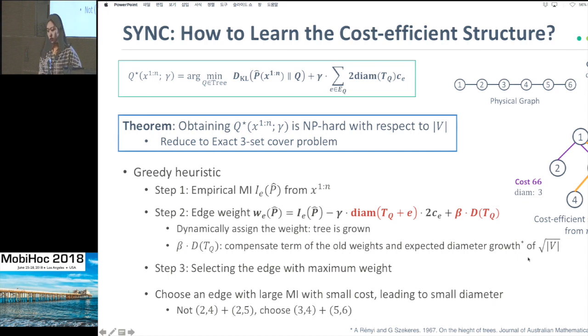Here, from this example, we can see that by choosing and recovering these edges, we reduce the diameter of the resulting tree from 4 to 3, which can reduce the communication cost internally.